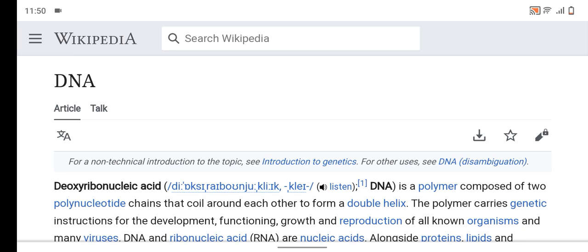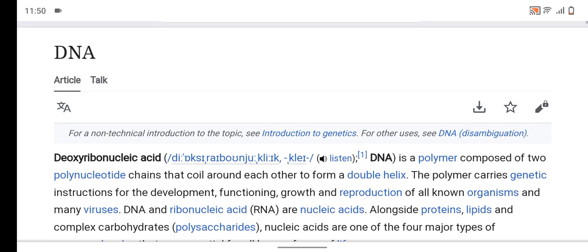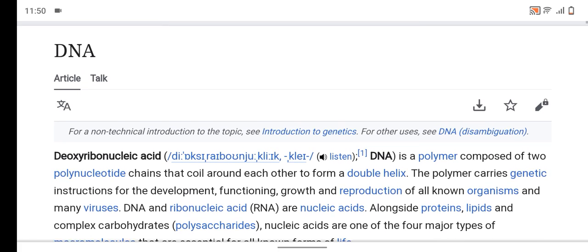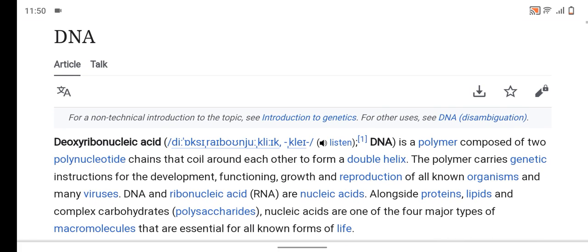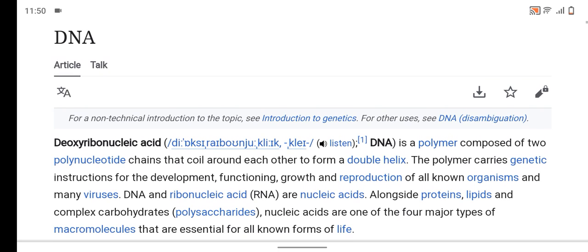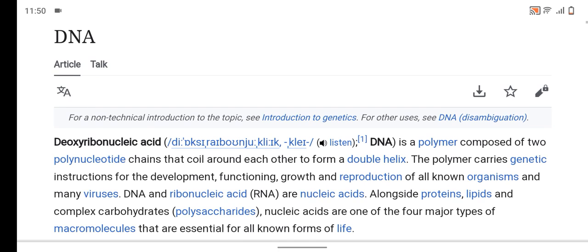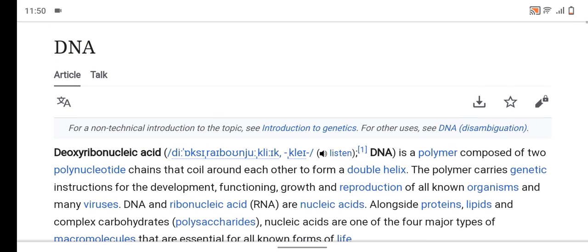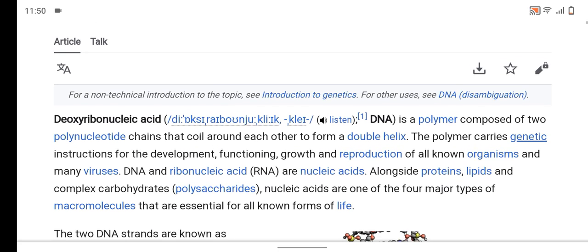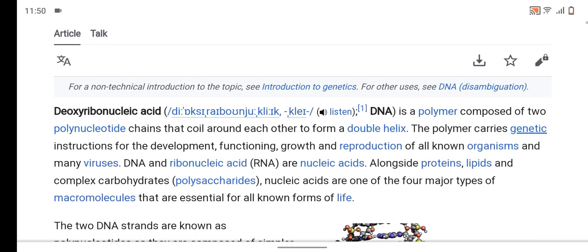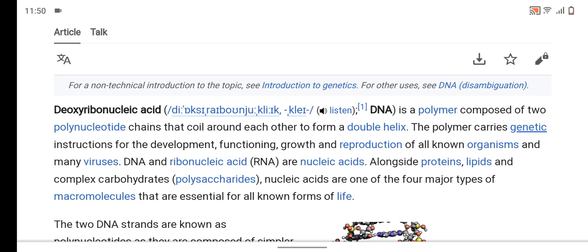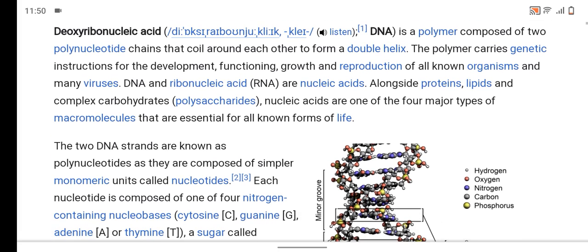Today I will discuss DNA. Deoxyribonucleic acid, DNA, is a polymer composed of two polynucleotide chains that coil around each other to form a double helix carrying genetic instructions for the development, functioning, growth and reproduction of all known organisms and many viruses. DNA and ribonucleic acid, RNA, are nucleic acids. Alongside proteins, lipids, and complex carbohydrates (polysaccharides), nucleic acids are one of the four major types of macromolecules that are essential for all known forms of life.